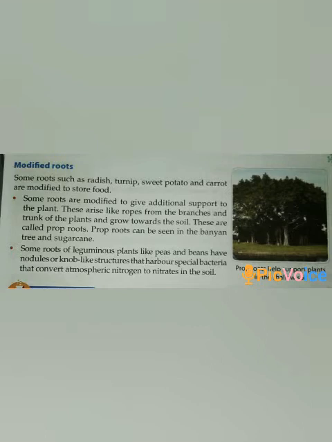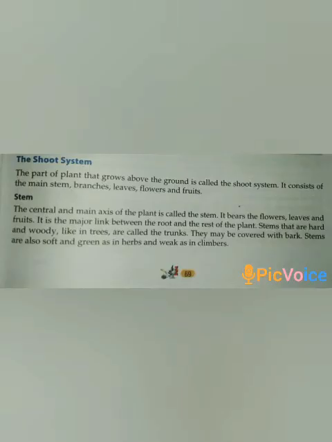Some roots of leguminous plants like peas and beans have nodulous or knob-like structures that harbor special bacteria that convert atmospheric nitrogen to nitrates in the soil. Then comes the shoot system. The part of the plant that grows above the ground is called the shoot system. It consists of the main stem, branches, leaves, flowers and fruits.